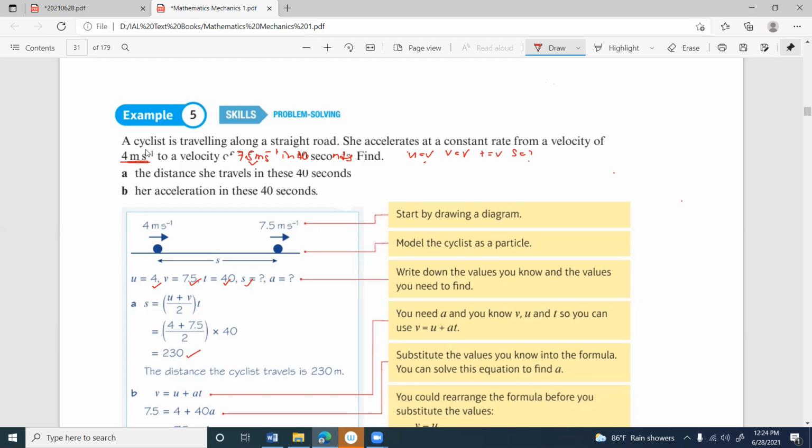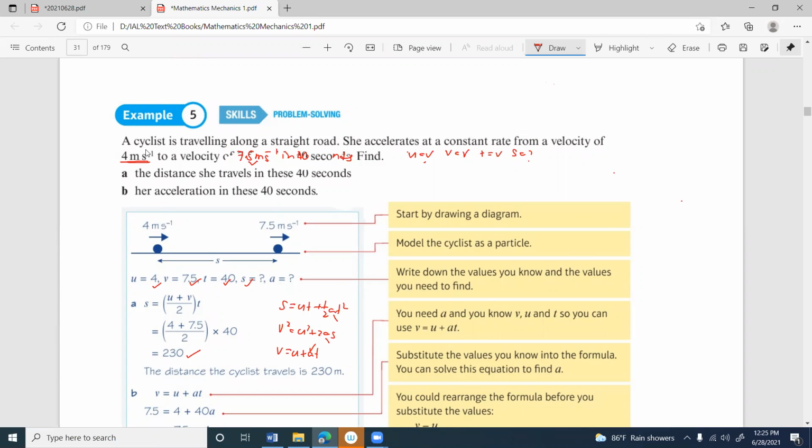We cannot use s equals ut plus half at squared. Why? Because we don't know what acceleration is. We can't apply v squared equals u squared plus 2as, again acceleration we don't know. We can't apply v equals u plus at because acceleration again we don't know. Sorry, time is given, but acceleration we don't know. They are worrying about s. If we apply into this one, you can get the answer 230 meters.